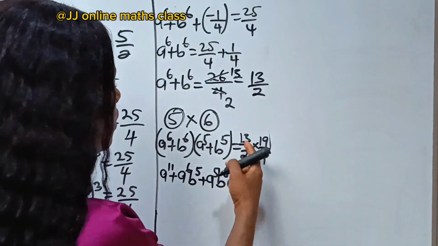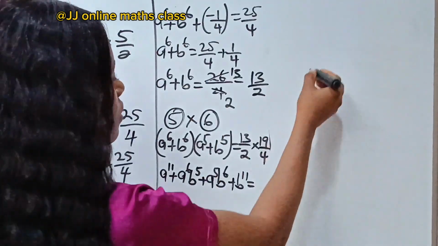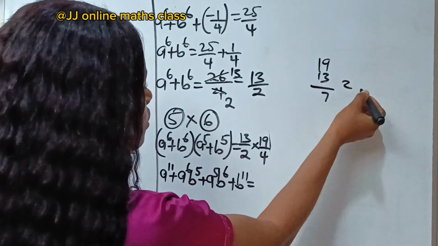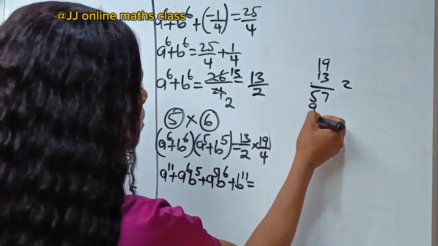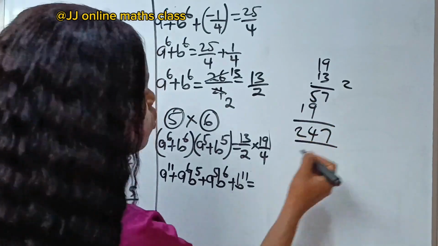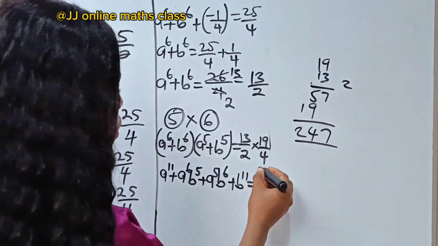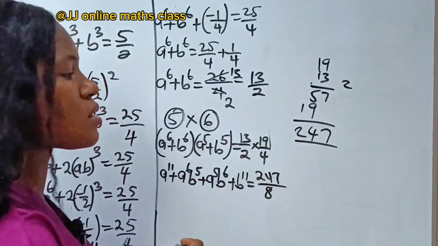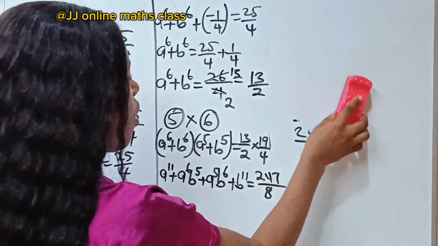all right, now 13 times 19. 19 times 13, 3 times 9 is 27, 3 times 1 is 3 plus this is 5, 1 times 9 is 9, 1 times this is what, 247. So we have 247 over 2 times 4, which is 8.